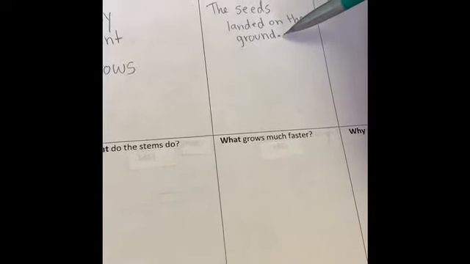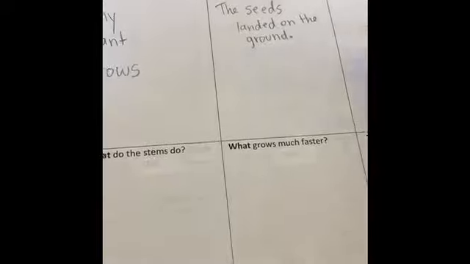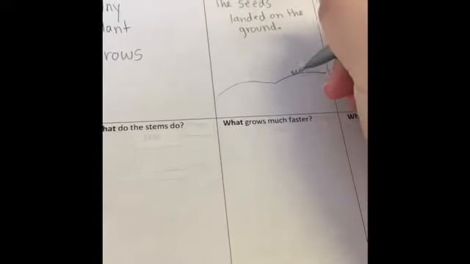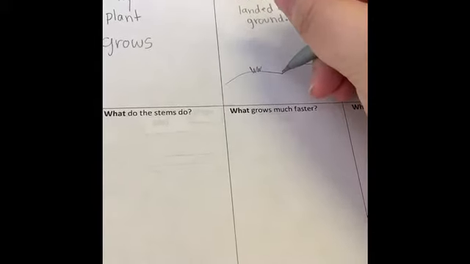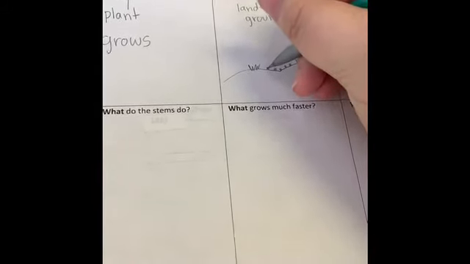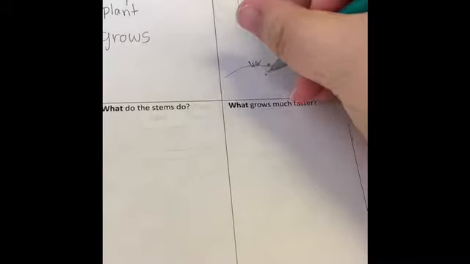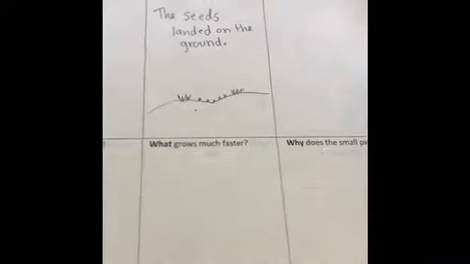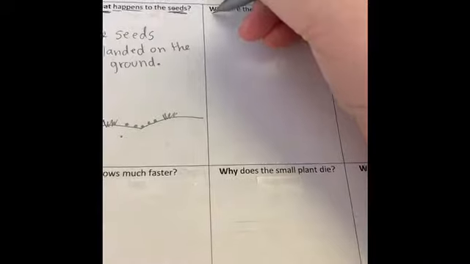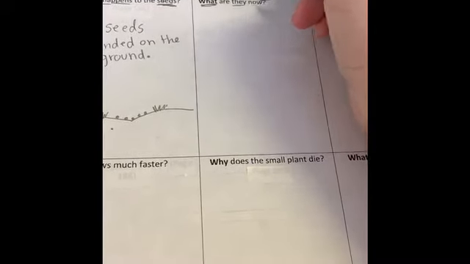Now remember, we got to write in complete sentences. That means a capital at the beginning and a period or some other form of punctuation at the end. Now, of course, remember, Miss Ellis is not a great drawer, but I'm going to do my best. So here's our ground. Put a little bit of grass everywhere. And all of our little seeds have landed on the ground. And our little bitty seed is right there all by himself.